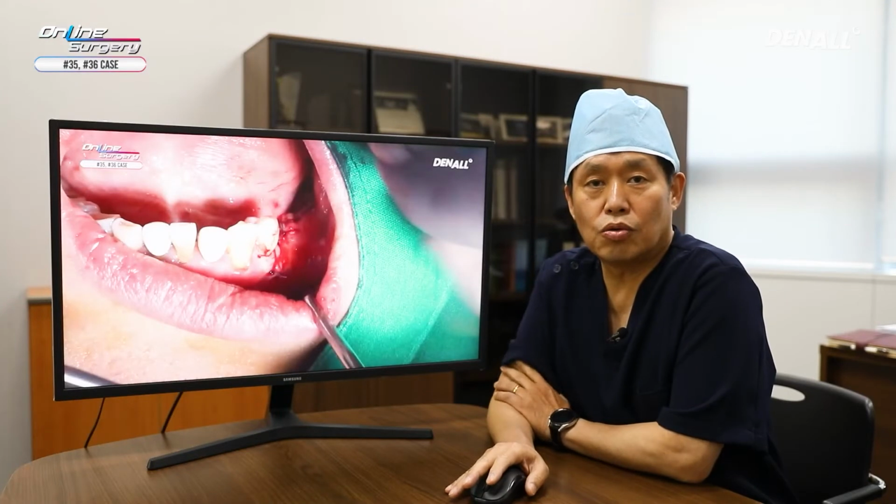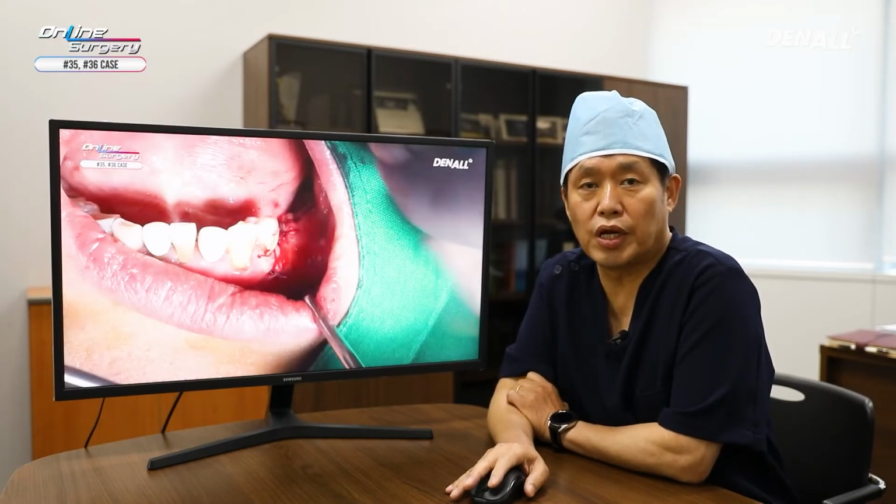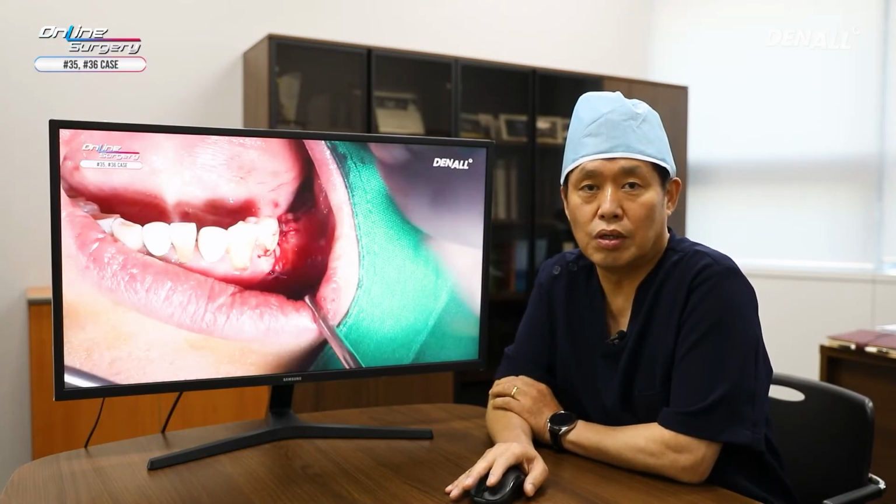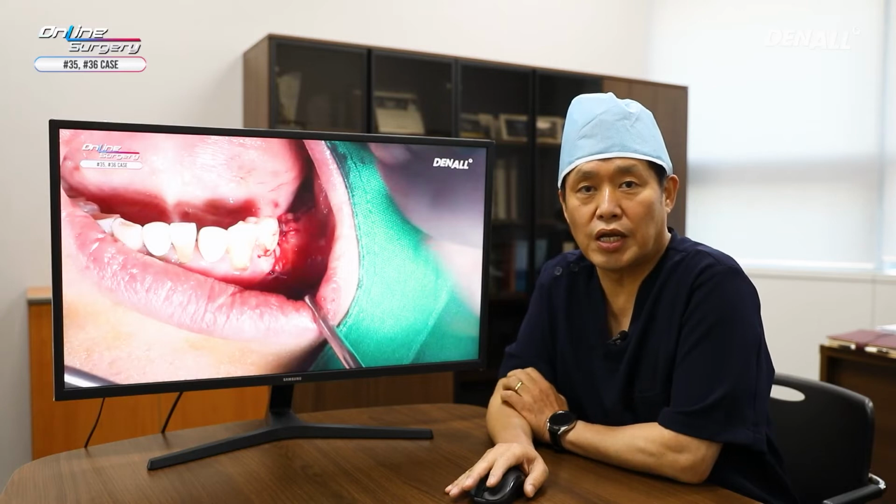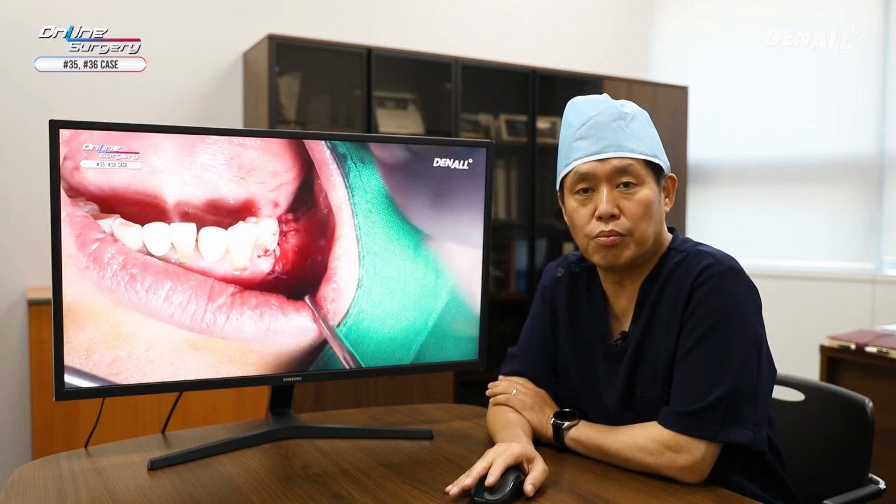In this case, I wanted to tell you that even if you use OneGuide, you don't just blindly do flapless surgery. If GBR is necessary, make an incision and place the implant using OneGuide, connect the cover screw, and on top you can use bovine bone for simple GBR. 2 layers of collagen membrane were used and suture was done.